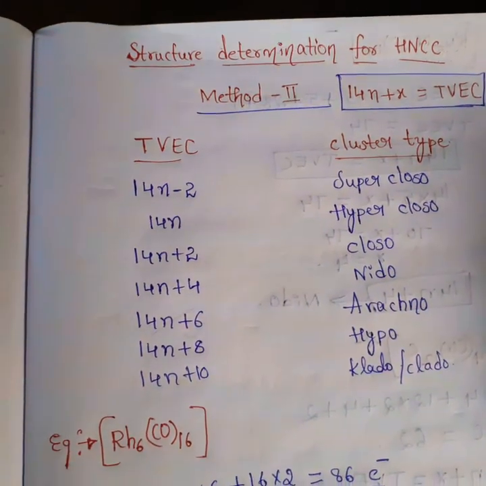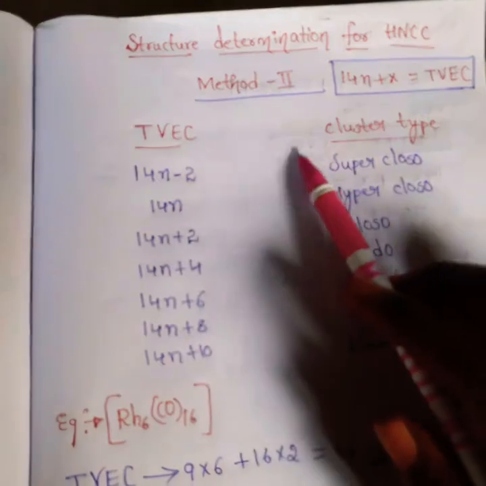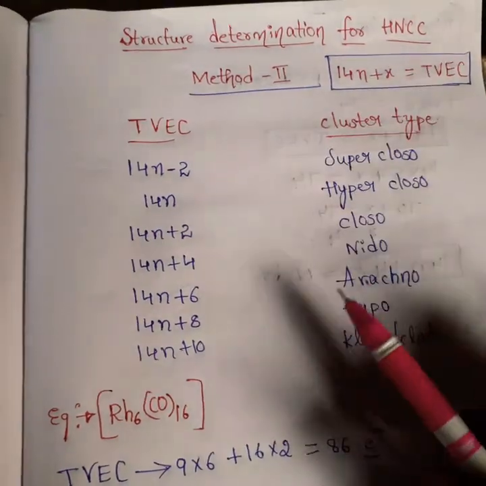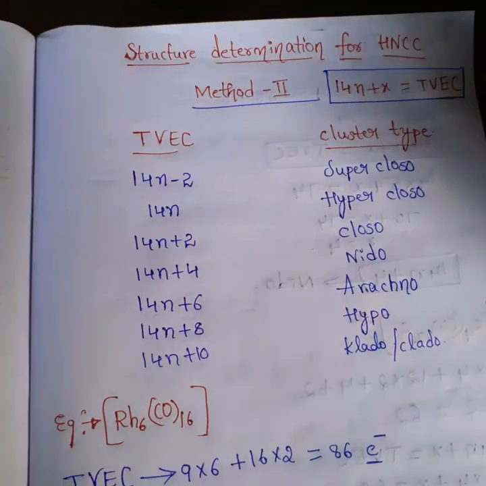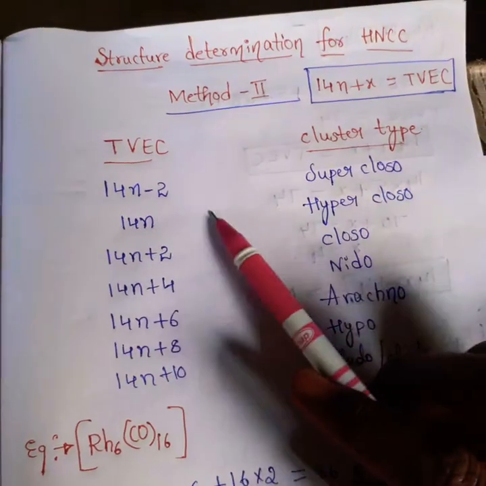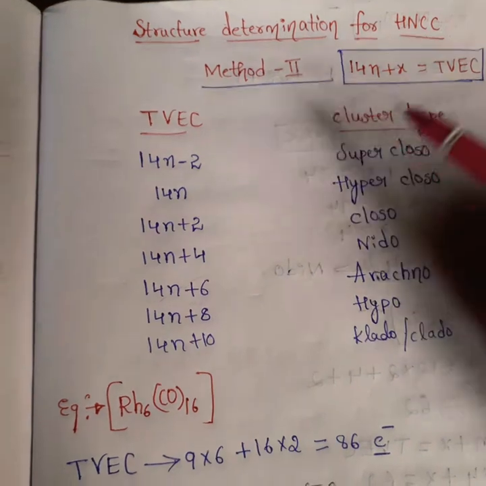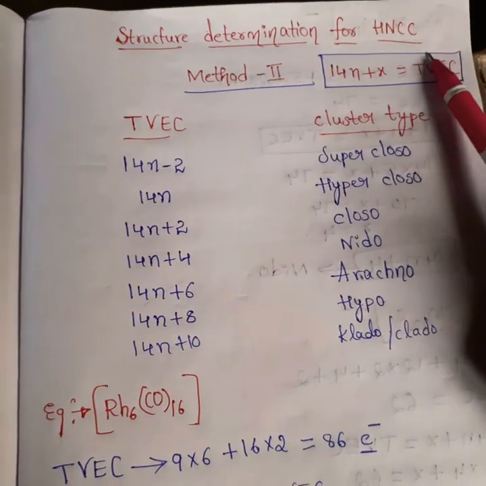So to the viewers who feel that it is difficult, I think this video is very useful, because I assure you that this is the easiest method, friends. Just have a quick look at this. Let us start. This is the method to determine structure for HNCC, high nuclearity carbonyl complexes.